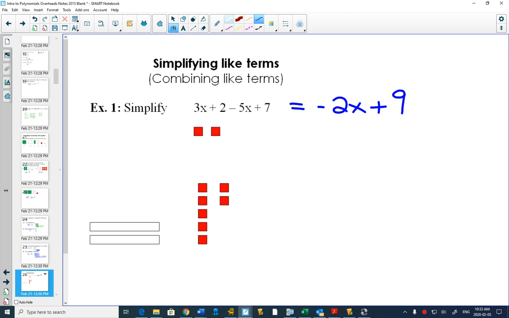Okay? Now, eventually, you won't draw the Algetiles. Eventually, you would want to go right from this to your answer. And the question is, can you see that you could get the 9 because you have a plus 2 and a plus 7? Would you agree that 2 plus 7 is 9? Does that seem like you could do that without having to draw 9 little squares? Okay. Now, I have minus 5x and a 3x. Could you get minus 2x from that without having to draw all of those rectangles? Yes.